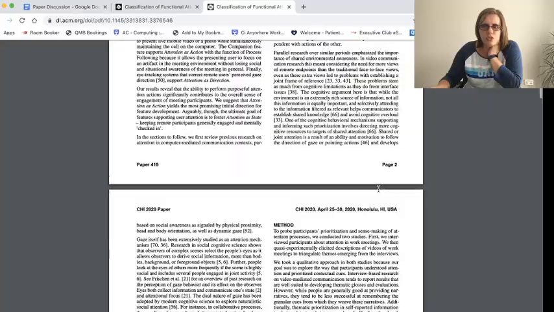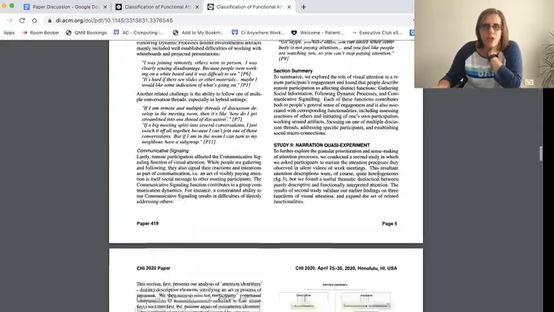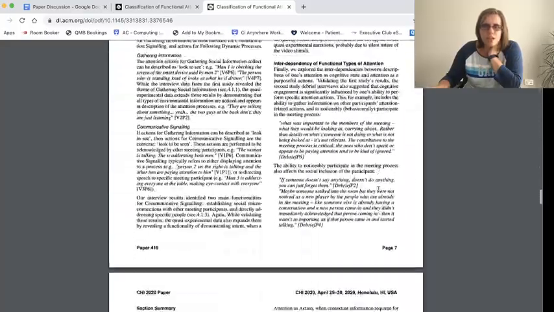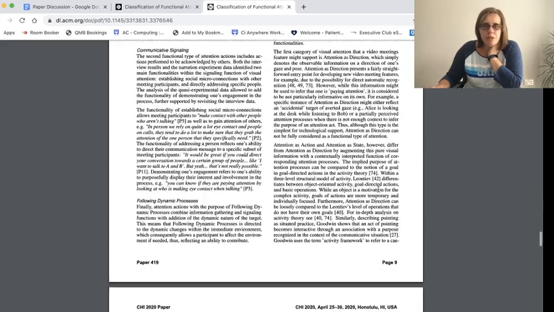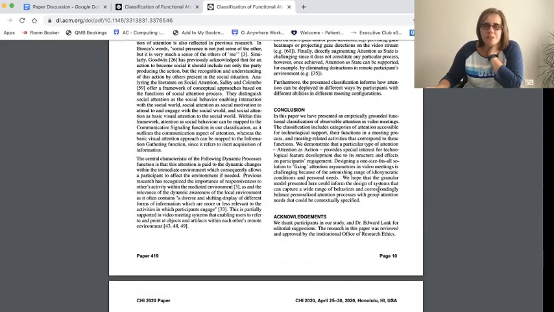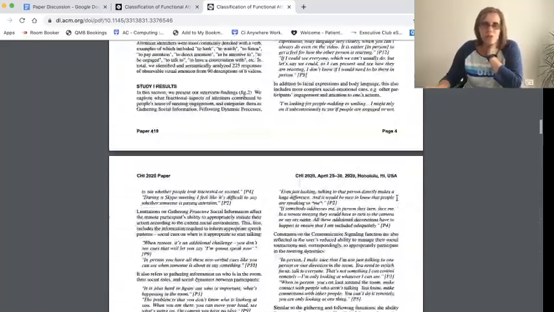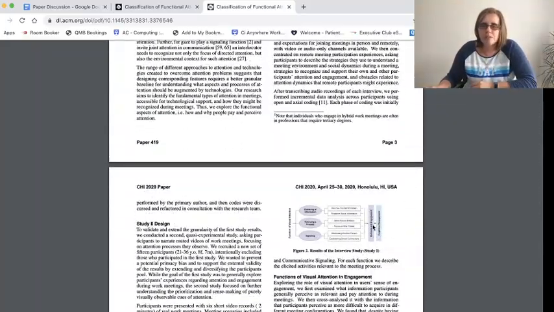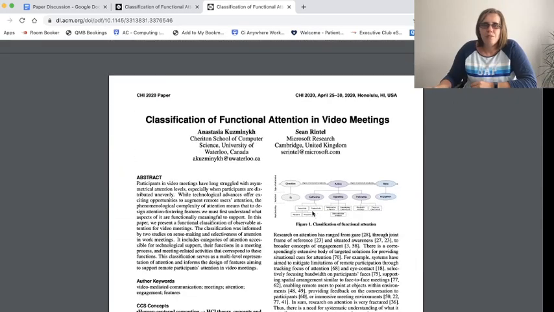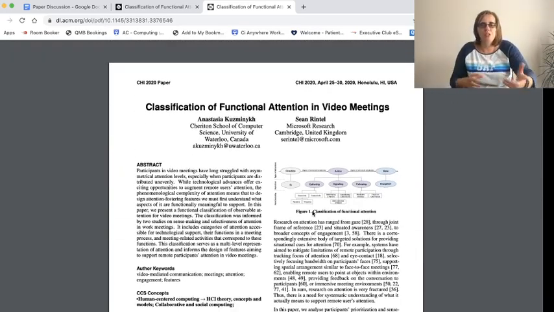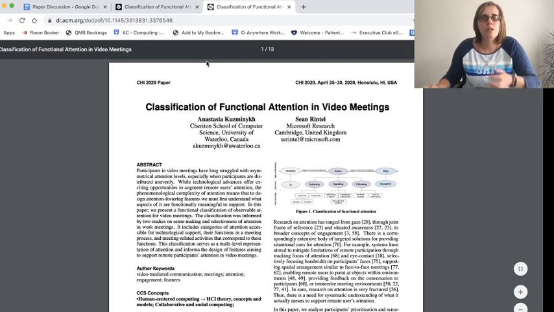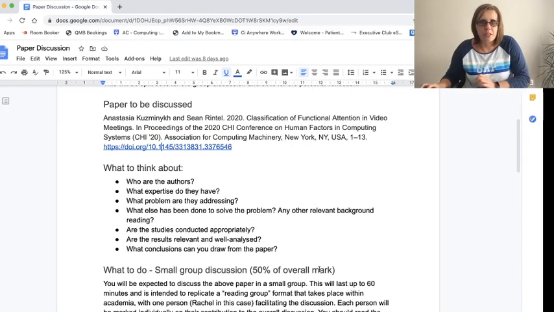If I just scroll to the bottom, we can check how long it is. So it's a nice qualitative paper. It's asking people to complete different tasks and talk about what they were doing when that happened. It's figuring out where people's attention goes during video meetings. So topical and fun and interesting. So, back to the original thing.